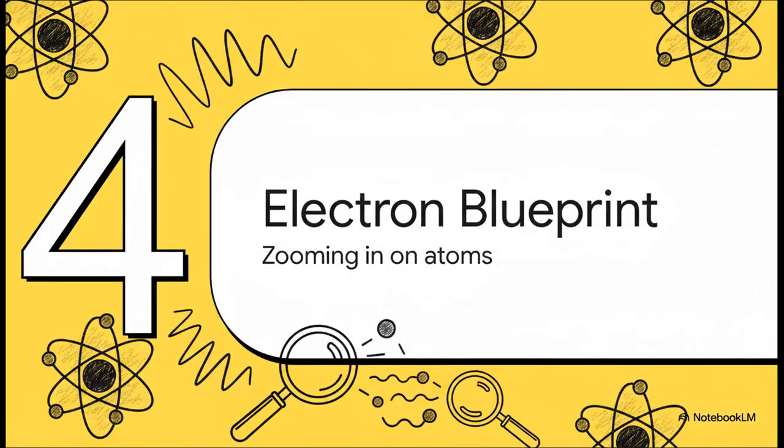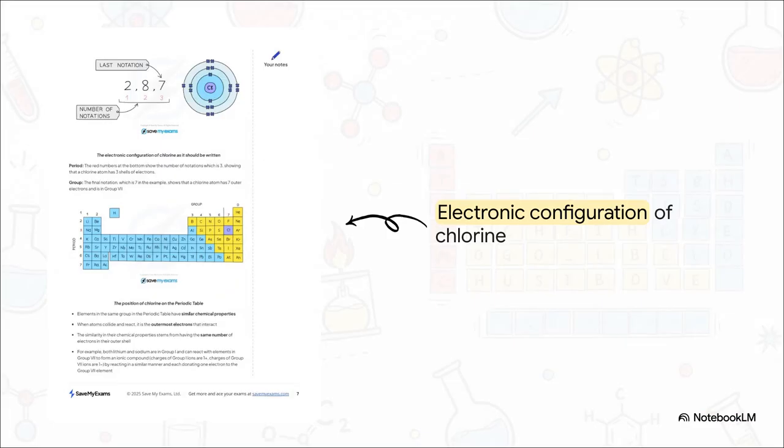All right, Section 4, the electron blueprint. Let's zoom in on the atoms themselves. This internal structure dictates exactly where an element gets to sit on our map. Take a look at the blueprint for chlorine. The electronic configuration is just how the electrons are arranged into shells. For chlorine, it's written out as 2, 8, 7.